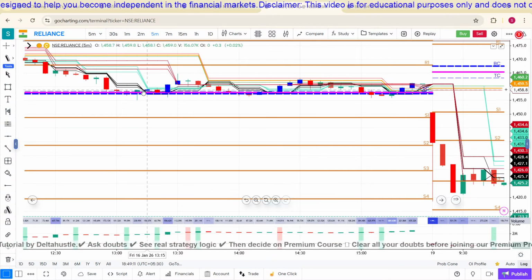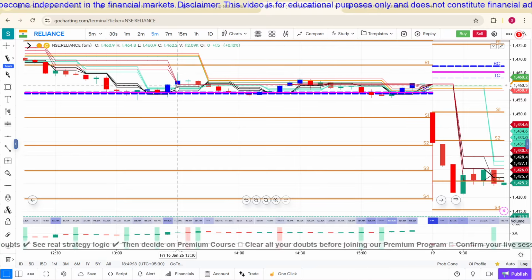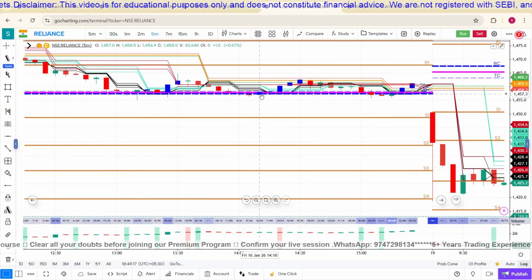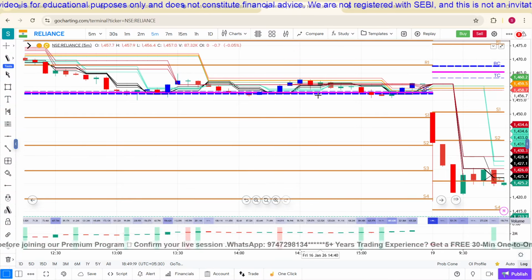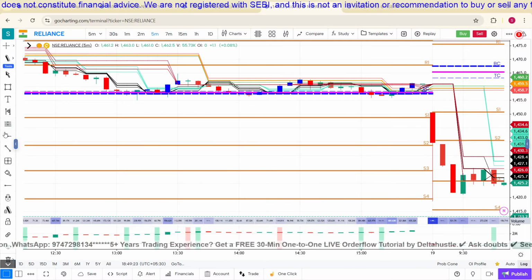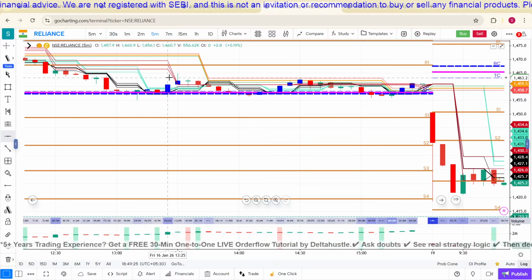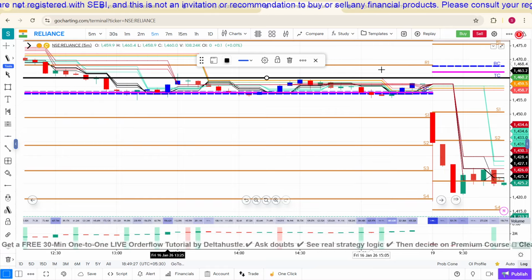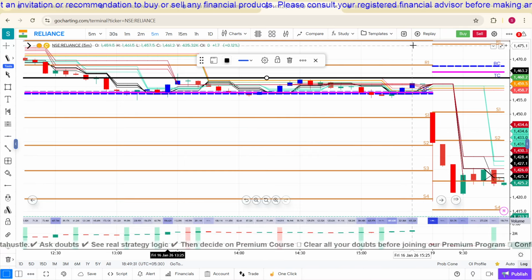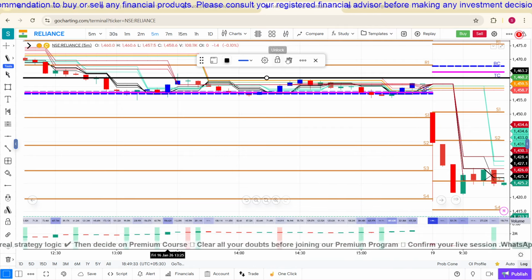So many times, this is a narrow CPR and the price is hovering around like this. We never buy these green candles. Why? Because the 90 minutes CPR level is just above it, and we need a break above this level. Then only we will get up to R1, and after that R2, R3, etc.